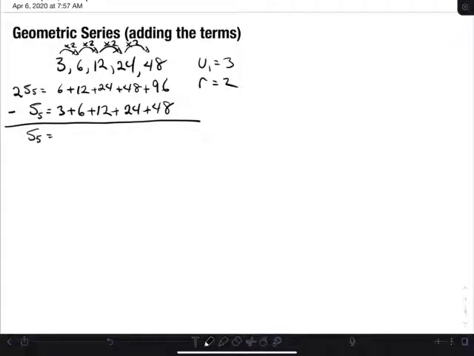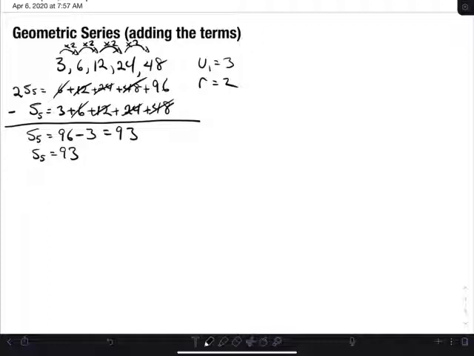Now here, take a look at these numbers. If I'm subtracting these, you'll notice that 6 minus 6 cancels, 12 minus 12, 24 minus 24, 48 minus 48, leaving me only with 96 minus 3, which is equal to 93. So I didn't actually add them. I only needed the last term, and I subtracted the first term.